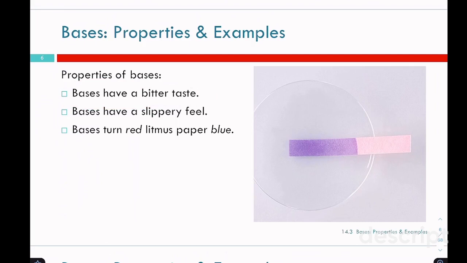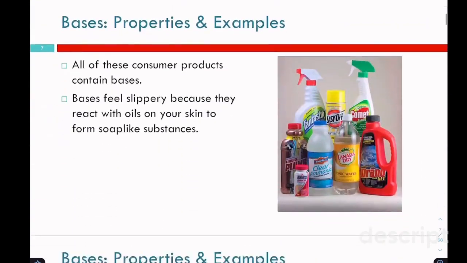We've actually talked about bases a little bit. Bases are what make coffee bitter. So if you over-extract your coffee, you get too many bases out of it, and it's really bitter. Bases have a slippery feel, like soaps. And then bases will turn red litmus paper blue. So blue litmus paper is used to detect acids, red litmus paper is used to detect bases, and they change to the opposite color when they're detecting that.